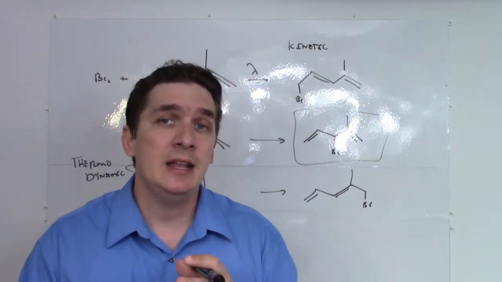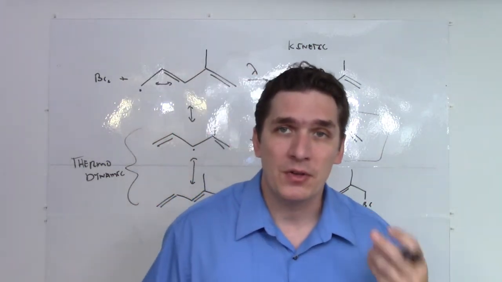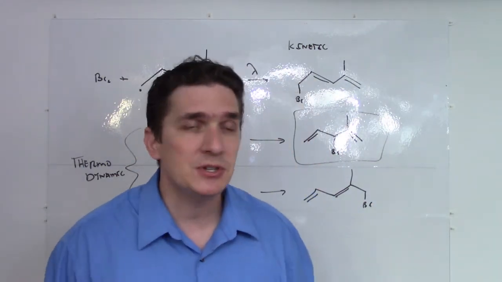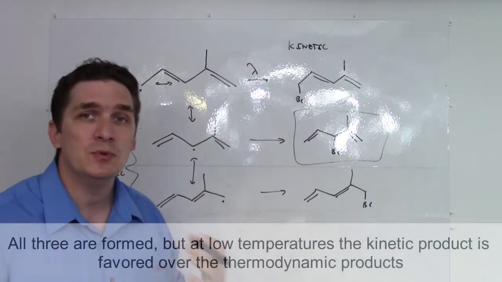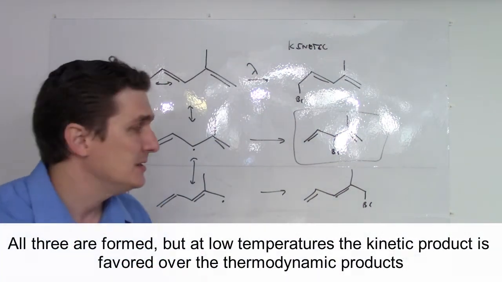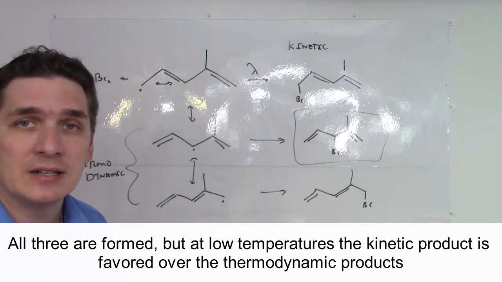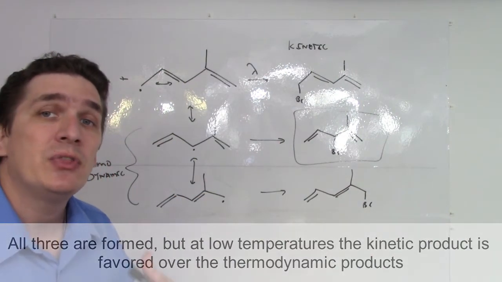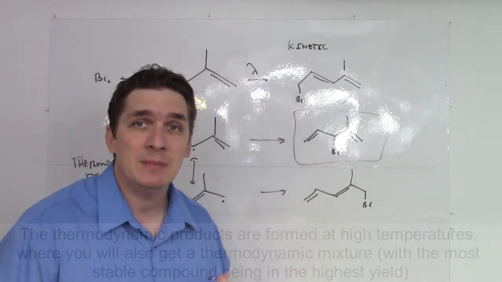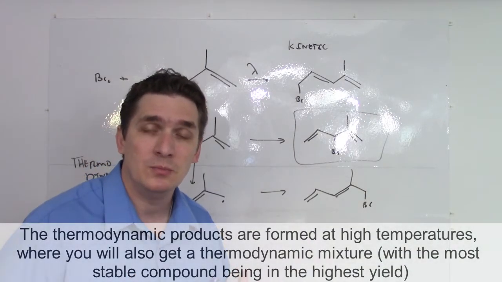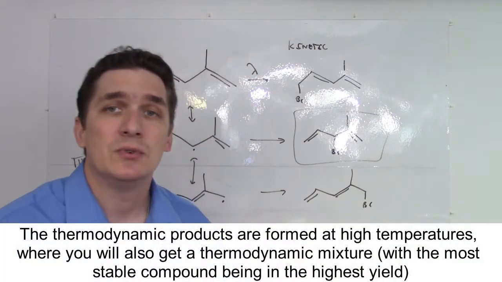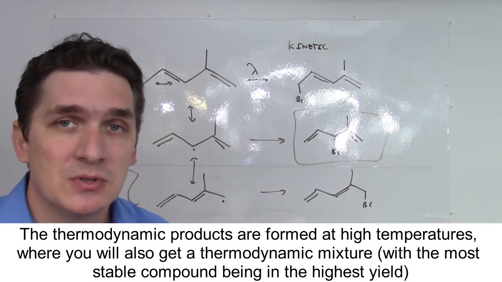Now, at any temperature, you're going to get a mixture of all three. At low temperatures, you're going to favor the kinetic one where there's no movement of this radical along the bond. And at high temperatures, you're going to favor these where there's enough energy to get over those activation barriers. You will end up with a thermodynamic mixture, meaning a mixture that favors the most stable one versus, you know, the least stable one being the smallest quantities.